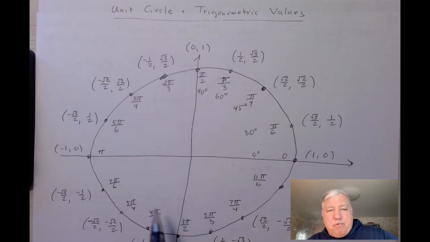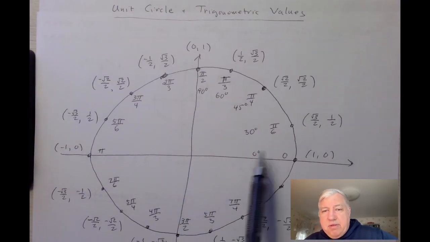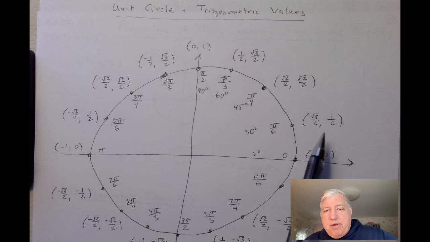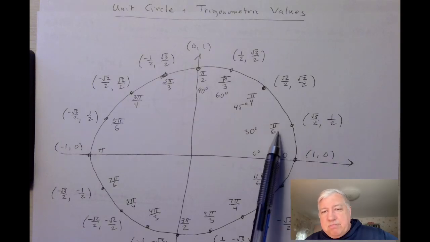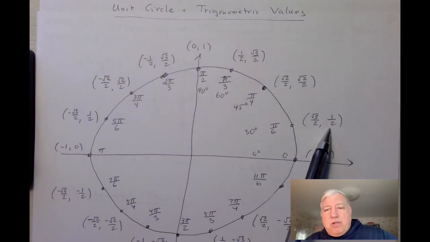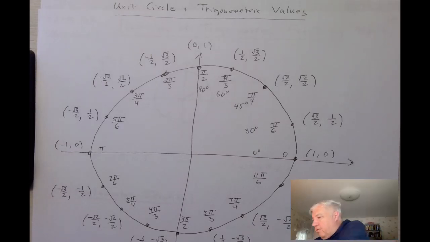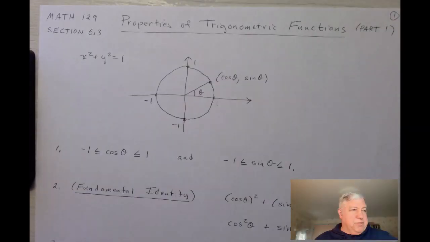I'll let you finish up the rest of these. Okay, so we know that for example, the cosine of 30 degrees is going to be square root 3 over 2, and the sine of 30 degrees is 1/2, and so on. Okay, so that hopefully helps.